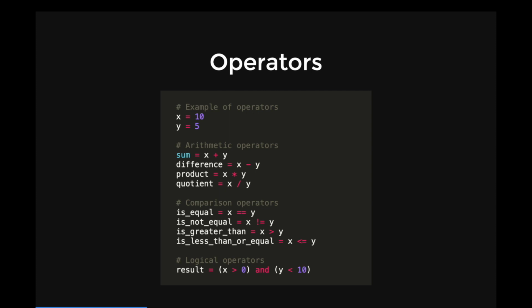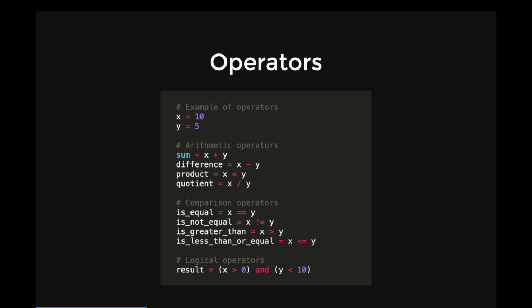There are comparison operators like double equal to, which compares if left is equal to right. Then there's not equal, less than, greater than, less than or equal to, greater than or equal to, and also logical operators, which are and, or, and not, and many more. So here are some examples.